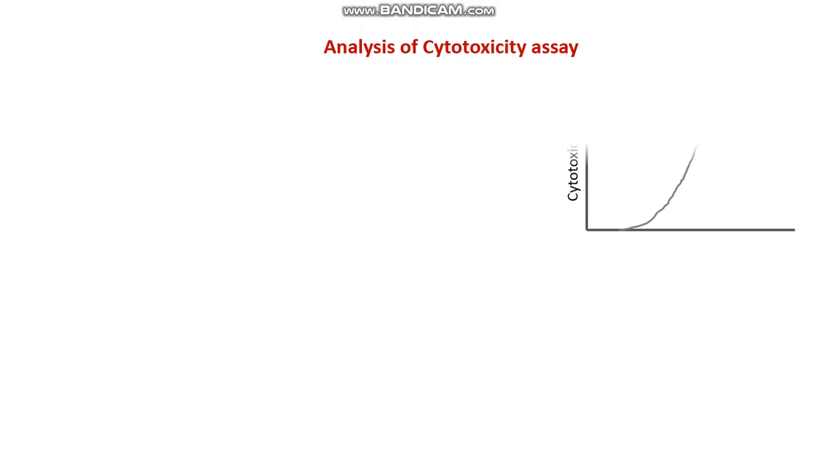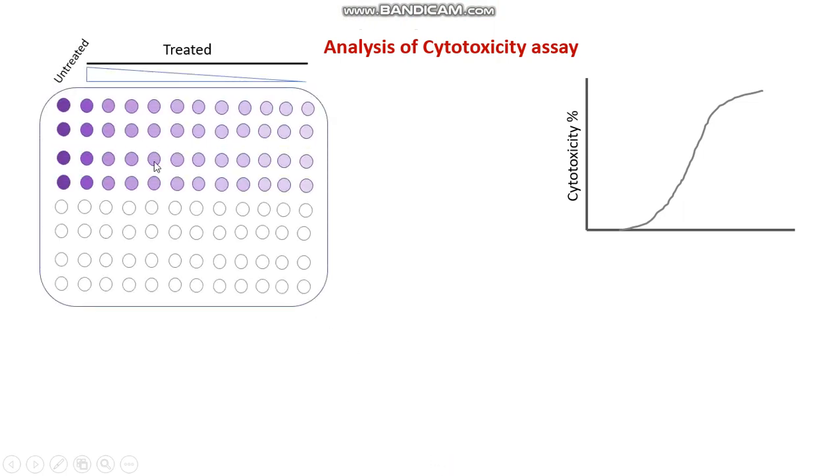For the analysis of the cytotoxicity assay, you can follow this process to get your viable cell percentage or cytotoxicity percentage. This is the experimental design. Here you need to use one control well that should be untreated. That means you can consider it 100% viable cells, which is the highest OD value, and you can see the intensity will be the highest here.